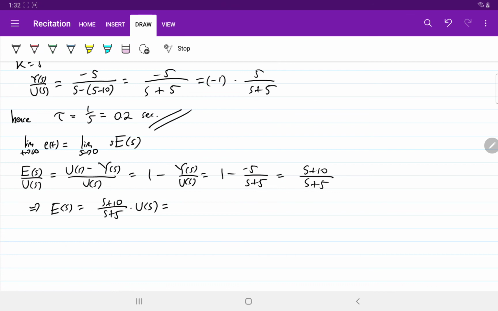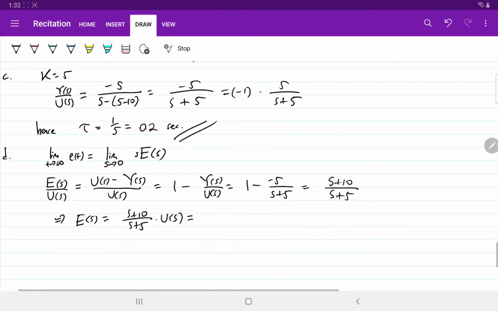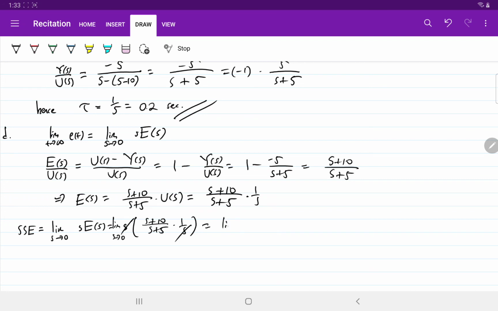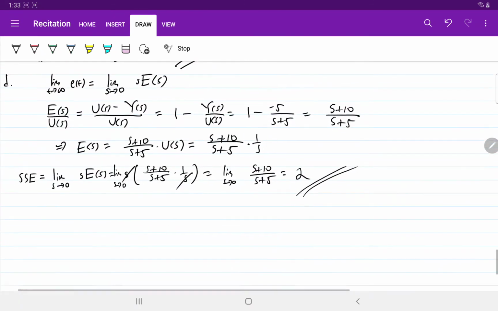But we know that the input is a step input, so U of s is 1 over s. Then the steady state error, SSE, is the limit as s approaches 0 of s times e of s, which is s times s plus 10 over s plus 5 times 1 over s. They cancel, so the limit as s goes to 0 of s plus 10 over s plus 5. By setting s equals 0, this is equal to 2. So the steady state error of this system with step input is equal to 2.